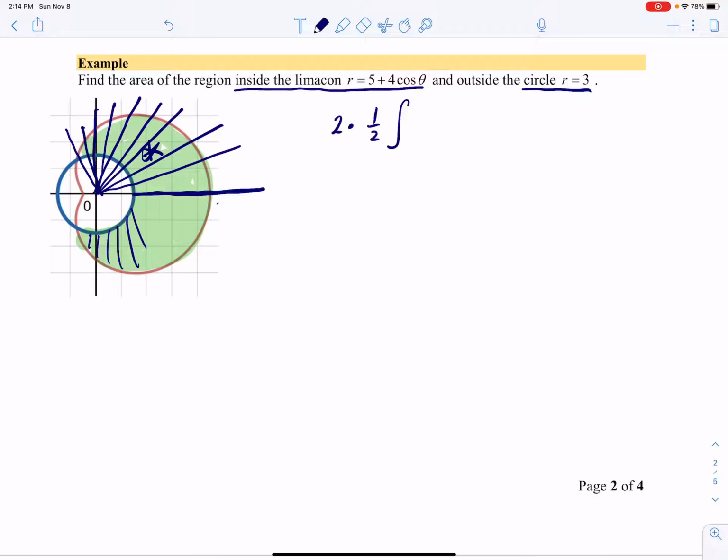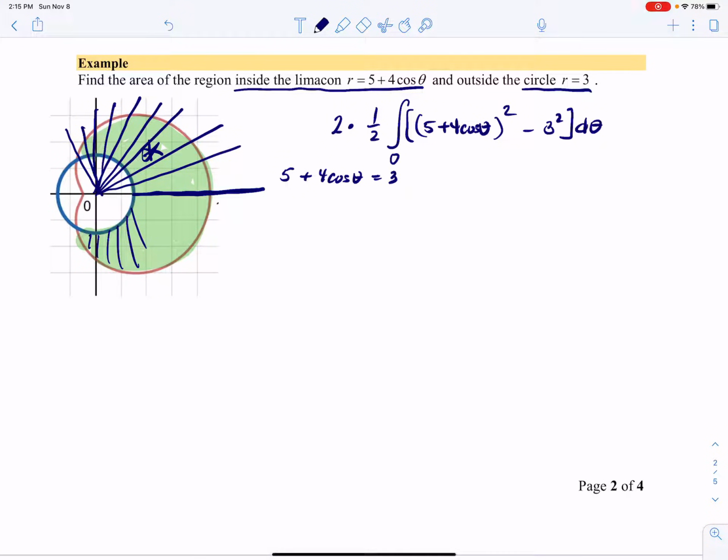Okay, so starting at theta equals 0, we're definitely going up to something. Now, it's basically the area. So imagine the circle wasn't there. We could find the area of the entire limacon, but then we have to subtract off the area that's inside the circle. So it's going to be limacon squared, so (5 plus 4 cosine theta) squared minus 3 squared. So all we have to do is figure out that upper limit for theta, and you can use a graphing utility if you want to. I'm just going to go ahead and solve the equation analytically here.